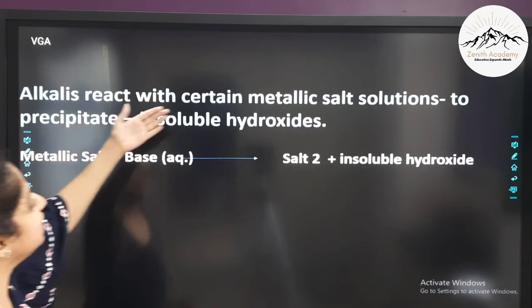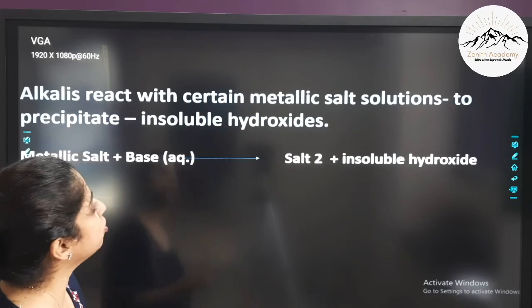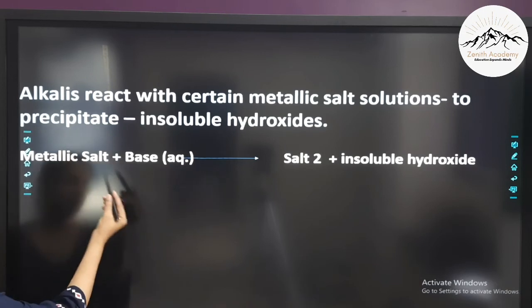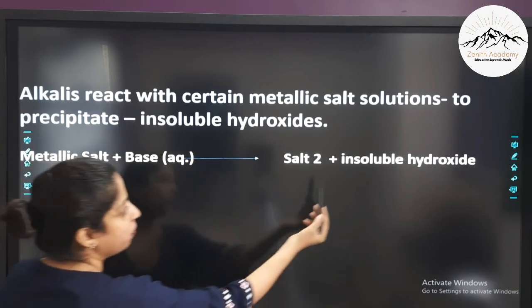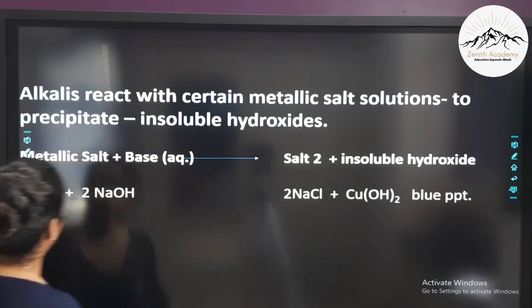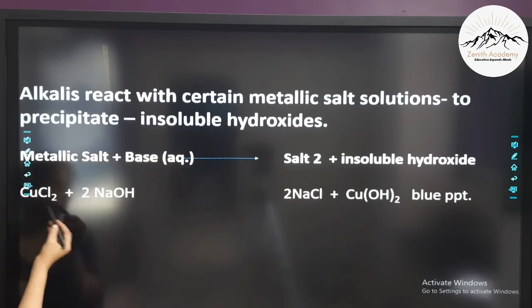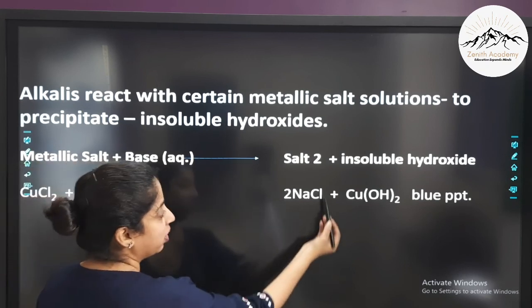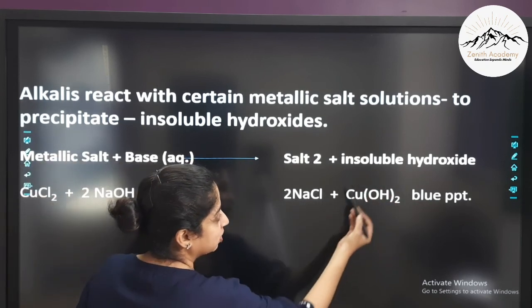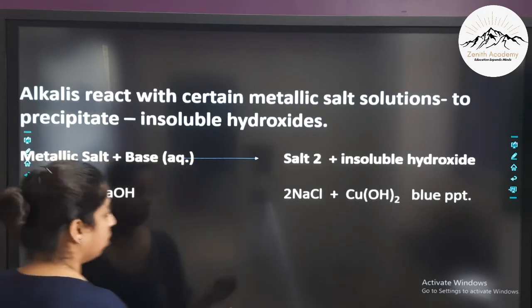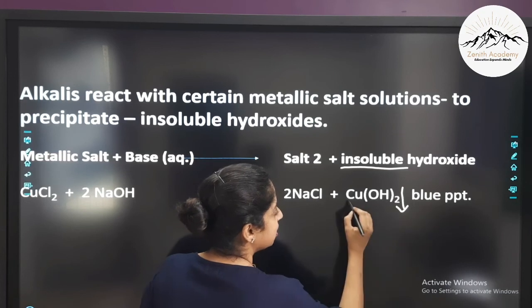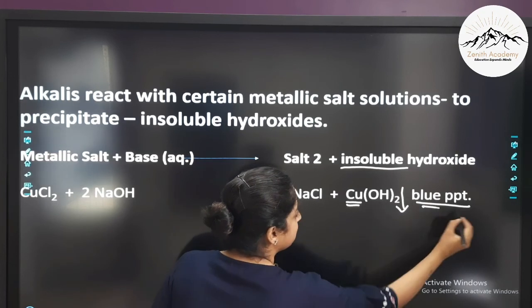Now you can see alkalis react with certain metallic salt solutions to precipitate insoluble hydroxide. So a metallic salt, when it reacts with alkali, forms insoluble hydroxide and salt 2. So here you can see a metallic salt, copper chloride. Which is the metal here? Copper. So when a metallic salt reacts with a base or alkali, it will form another salt and an insoluble hydroxide, which is copper hydroxide. Wherever there is an insoluble hydroxide, it will precipitate. Since it is copper, it will form a blue precipitate.